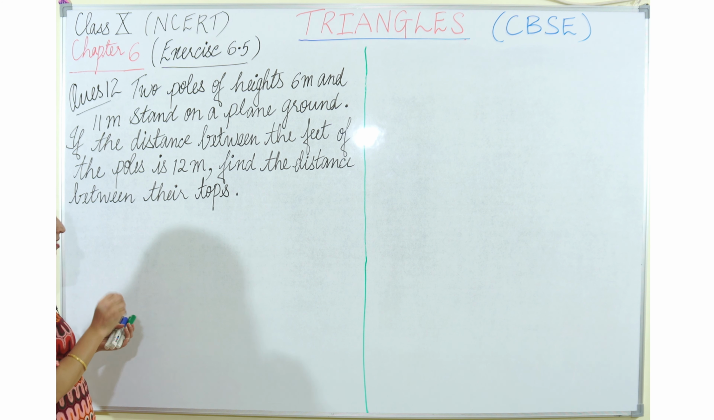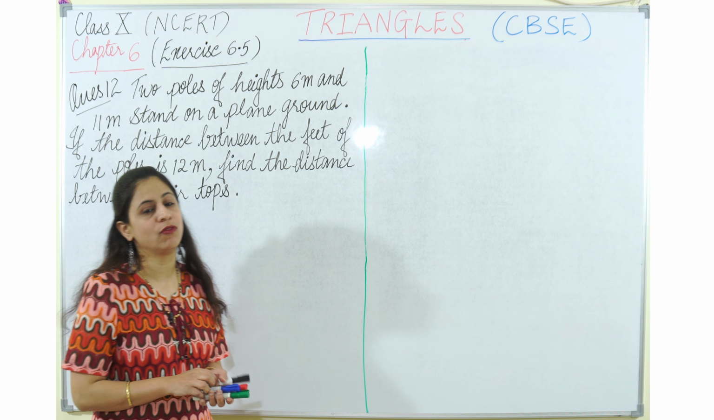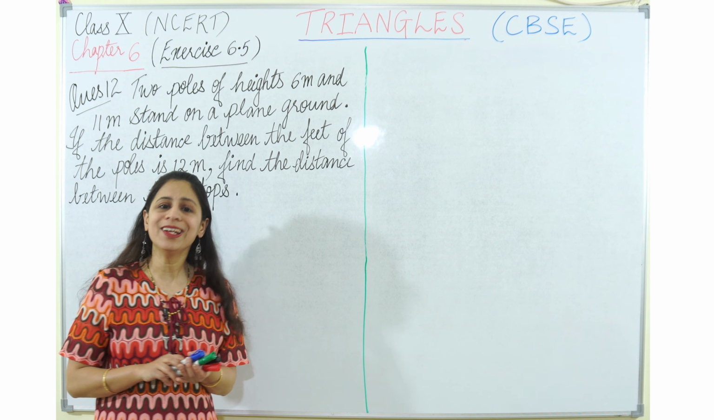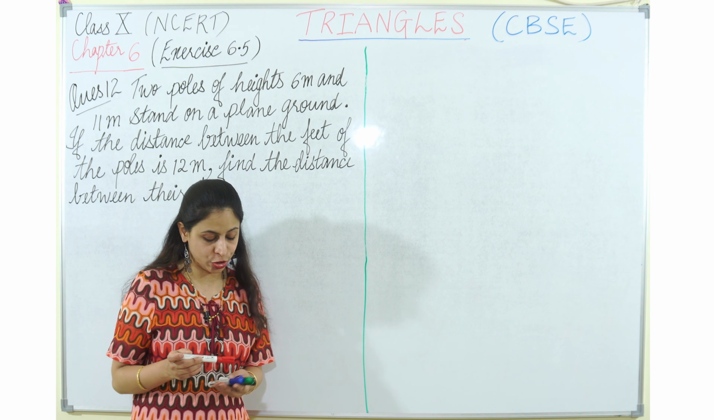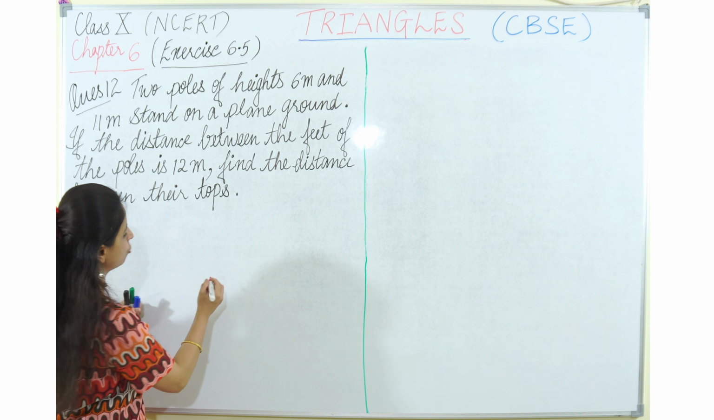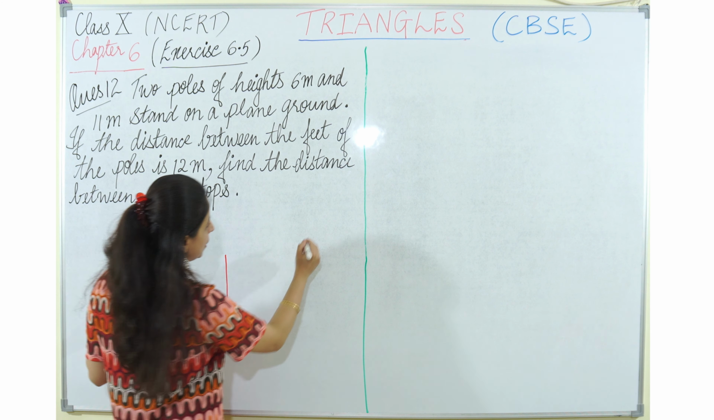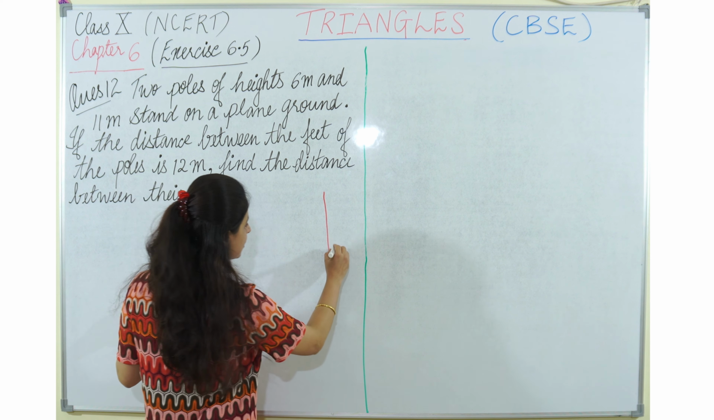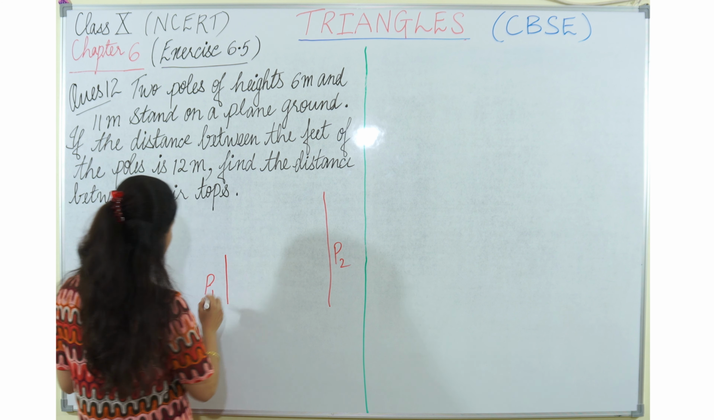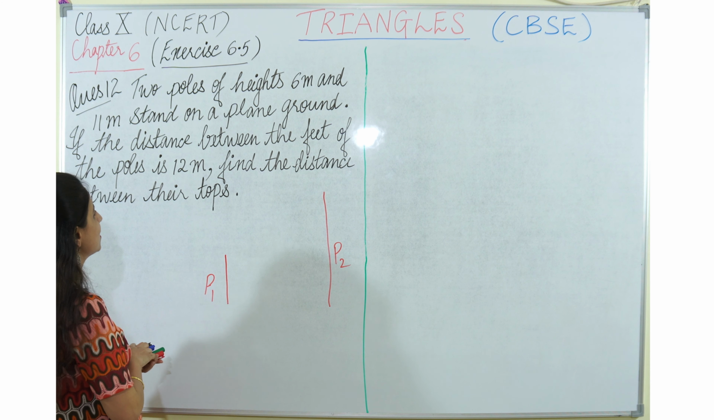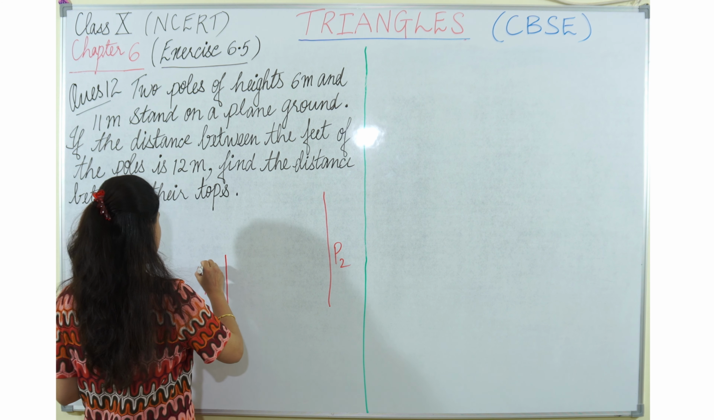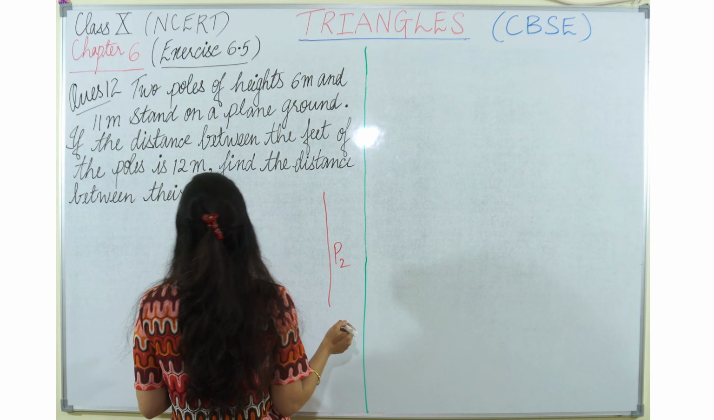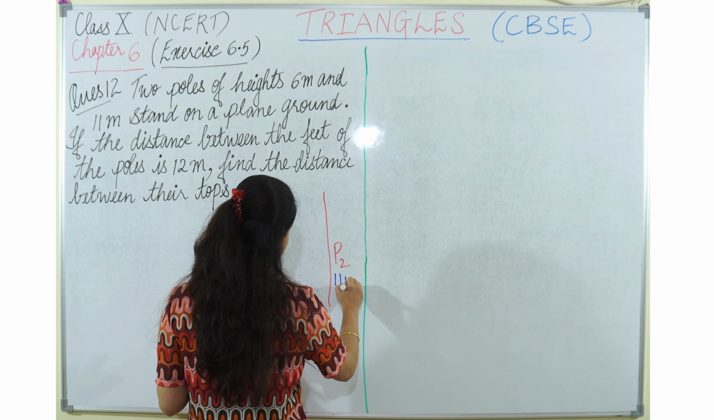Let us draw the figure first of all. We need to draw the figure, and according to the figure we will be solving our question. There are two poles. Let us mark them as P1 and P2. This is my pole P1 and this is my pole P2. P1 has a height of 6 meters, and P2 has a height of 11 meters.